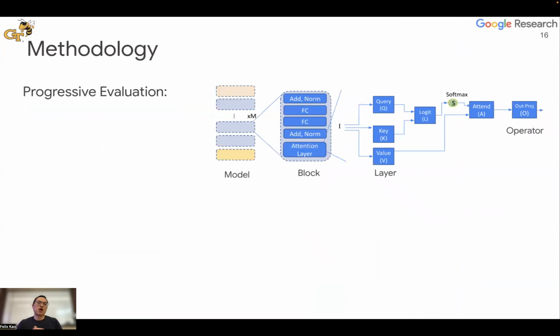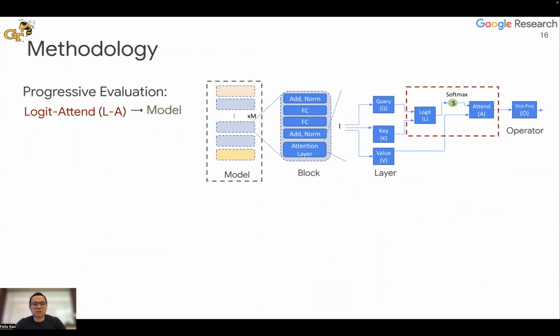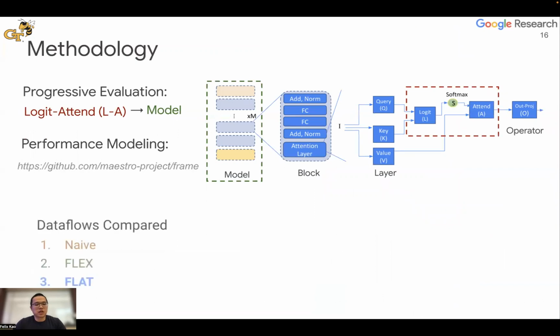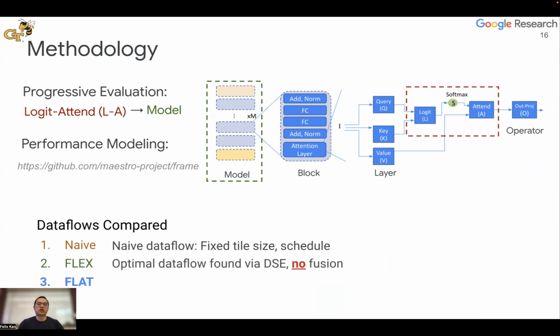How we evaluate our model is that we do it in a progressive way. What I mean is that we evaluate the larger 10 performance, the attention block performance, and the model-wise performance. And our performance modeling is public. The data flows we compare are, first, naive. Naive is just fixed tile size and schedule. And flex is that we use design space exploration to find the optimal data flow, just without FLAT fusion. And FLAT is that we use the FLAT data flow with fusion, tiling, and scheduling.